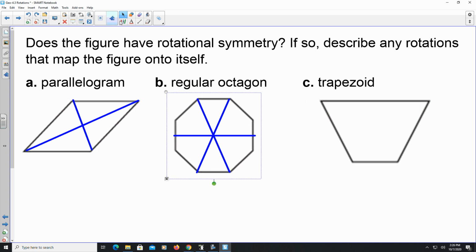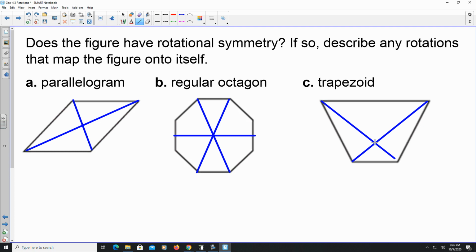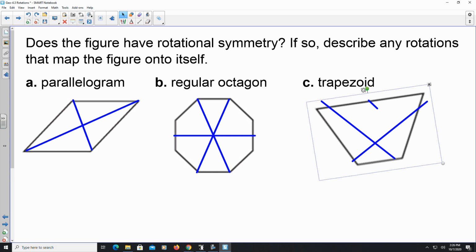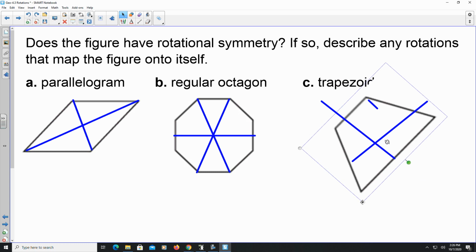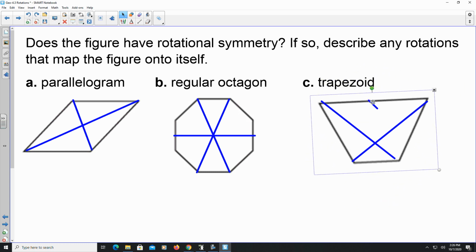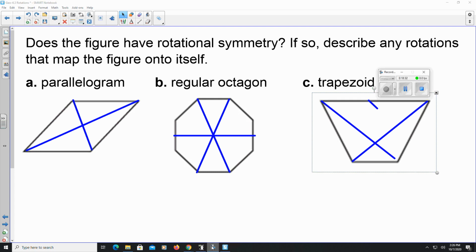Now, for the trapezoid, trying to create the center of symmetry would be somewhere right about here. The trouble with this is there's no way I could create the same figure by rotating it. So you'd have to go back to the original one. So this particular trapezoid does not have any rotational symmetry. And that is looking at rotations. I hope this helps. Until next time.